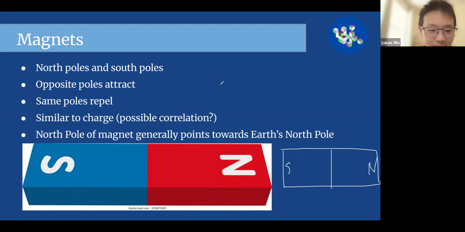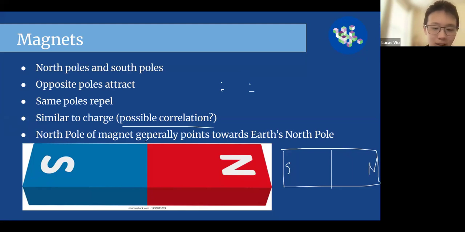It's just like in electricity, where you have two charges. You have a positive charge and a negative charge. Well, these two charges will be attracted to each other. And if you have like charges, they'll repel each other. So it's just like that when you're looking at magnets. Yeah, it's very similar to charge. You'll see there will be a correlation later.